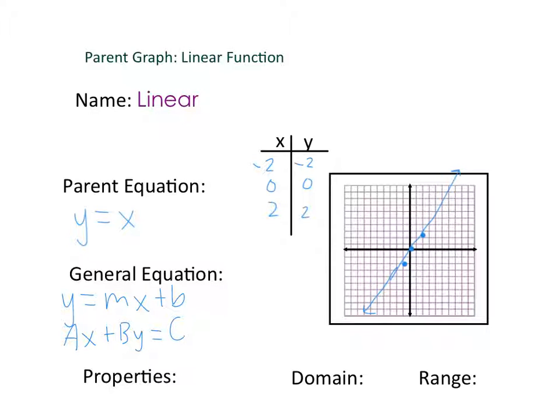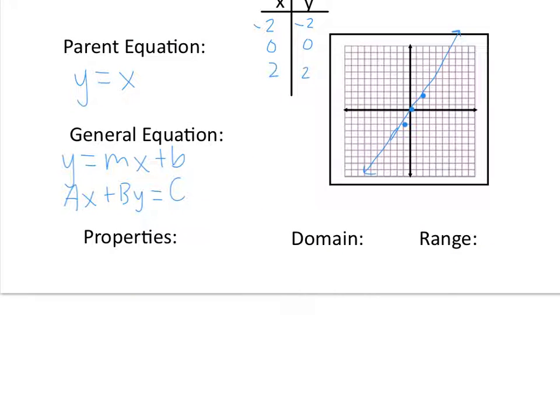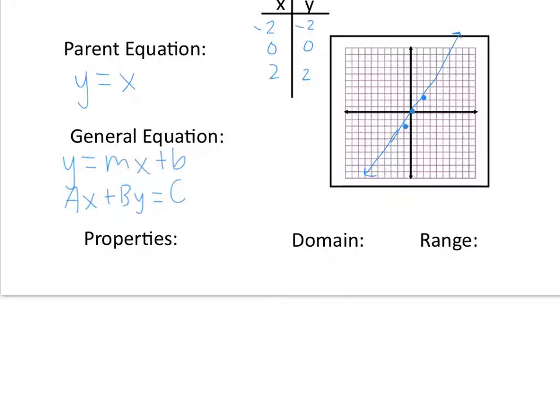Some properties about the linear functions. Those would be, we have a straight line. It also goes on forever, that line does. And we could say more about that, but that covers the basics.